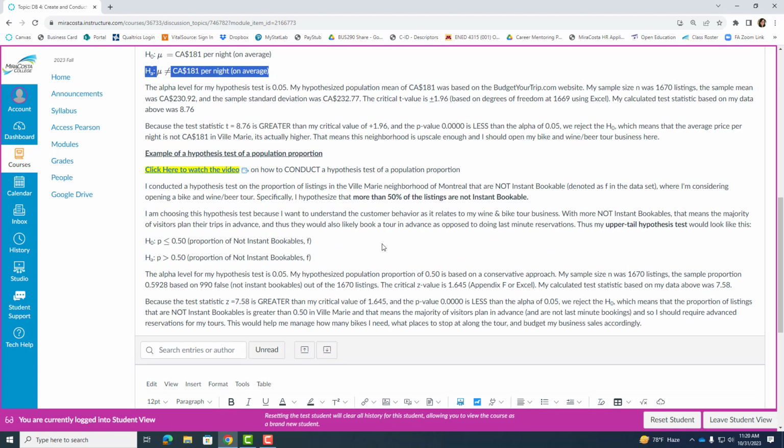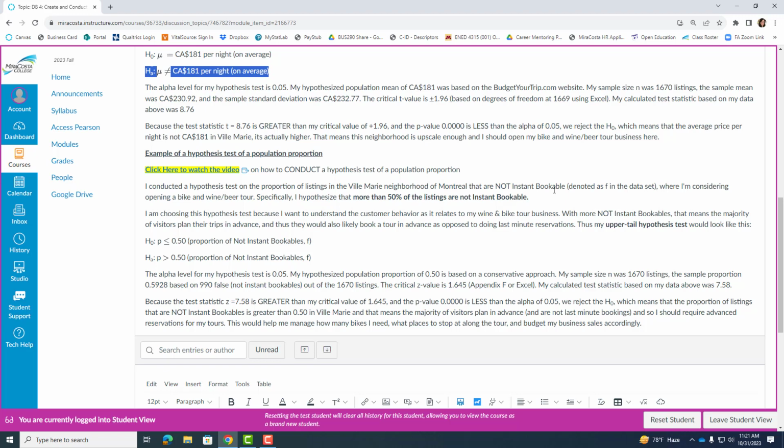Let's go ahead and scroll down and look at an example of a hypothesis test of a population proportion. Remember, proportions are just percentages. Again, I have a video that walks you through how to calculate and do the math behind it, but I'm going to explain the hypothesis test, and maybe this will be of interest to you. So I am conducting a hypothesis test on the proportion of listings in Villa Marie that are not instant bookable. So in my data set, the very last variable is true and false, where it says, is this listing instant bookable or not? And F is the category that I'm interested in, false, not instant bookable.